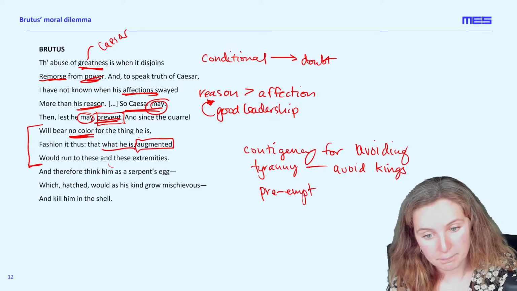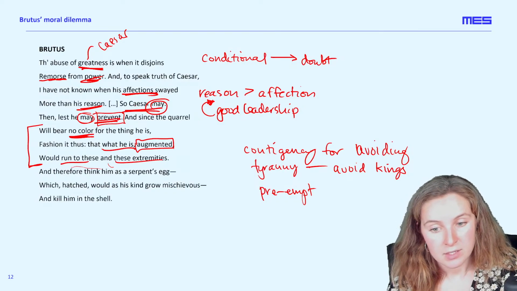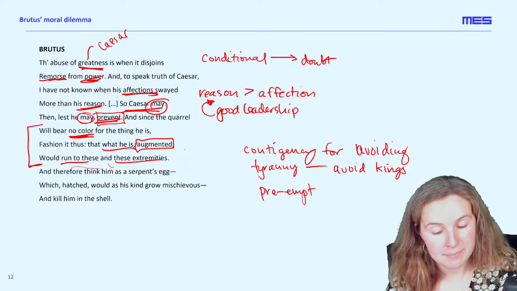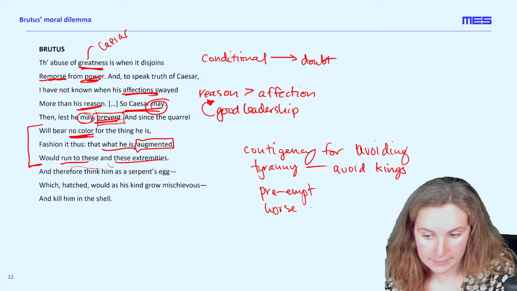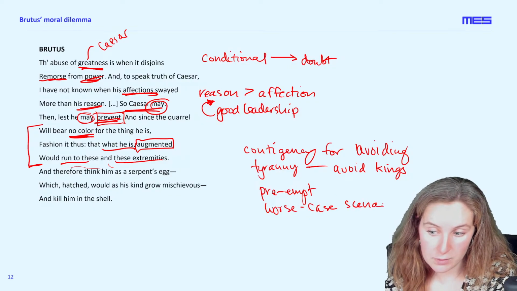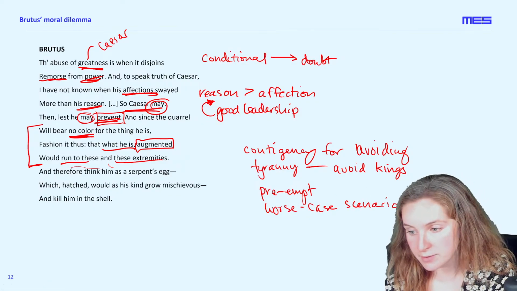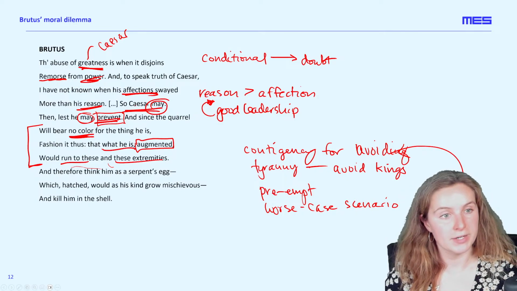augmented, so bigger, would run to these and these extremities. So imagine him now, who he is if he gets worse and worse and worse. In other words, the worst case scenario. He's saying, Caesar is this now. Him in the worst case scenario could be a tyrant. So let's avoid it entirely.